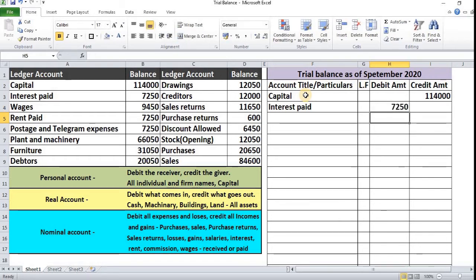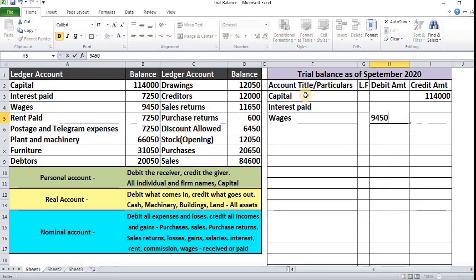Our next account is wages. Here we are considering wages as paid. So wages will come under expenses. So expenses fall under nominal account. So the rule for nominal account is debit all expenses and losses, credit all incomes and gains. Hence we are debiting wages. So now we will mention wages in the particulars column and amount in the debit amount column, that is 9,450.